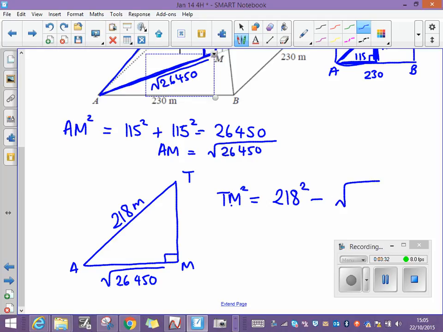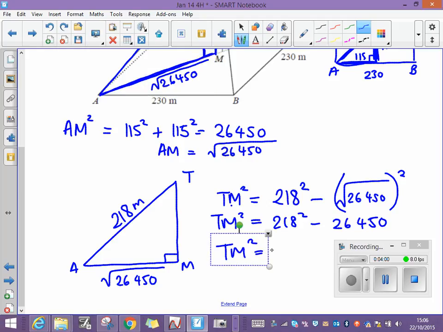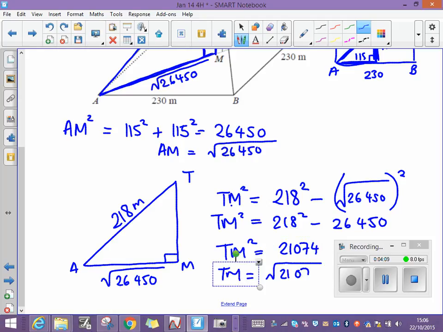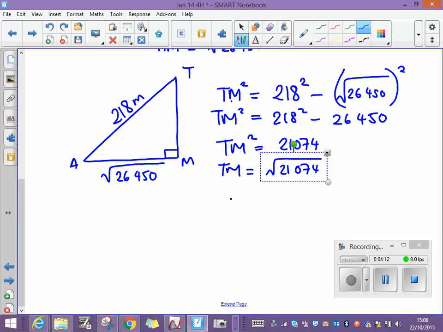take away, if you look at this side, the square root of 26,450, but it's squared. The reason I didn't bother working this out is that if you square the square root of 26,450, you get 26,450. So TM squared is 218 squared minus 26,450. If we work out the right hand side, it comes out as 21,074, which means that TM is the square root of 21,074.